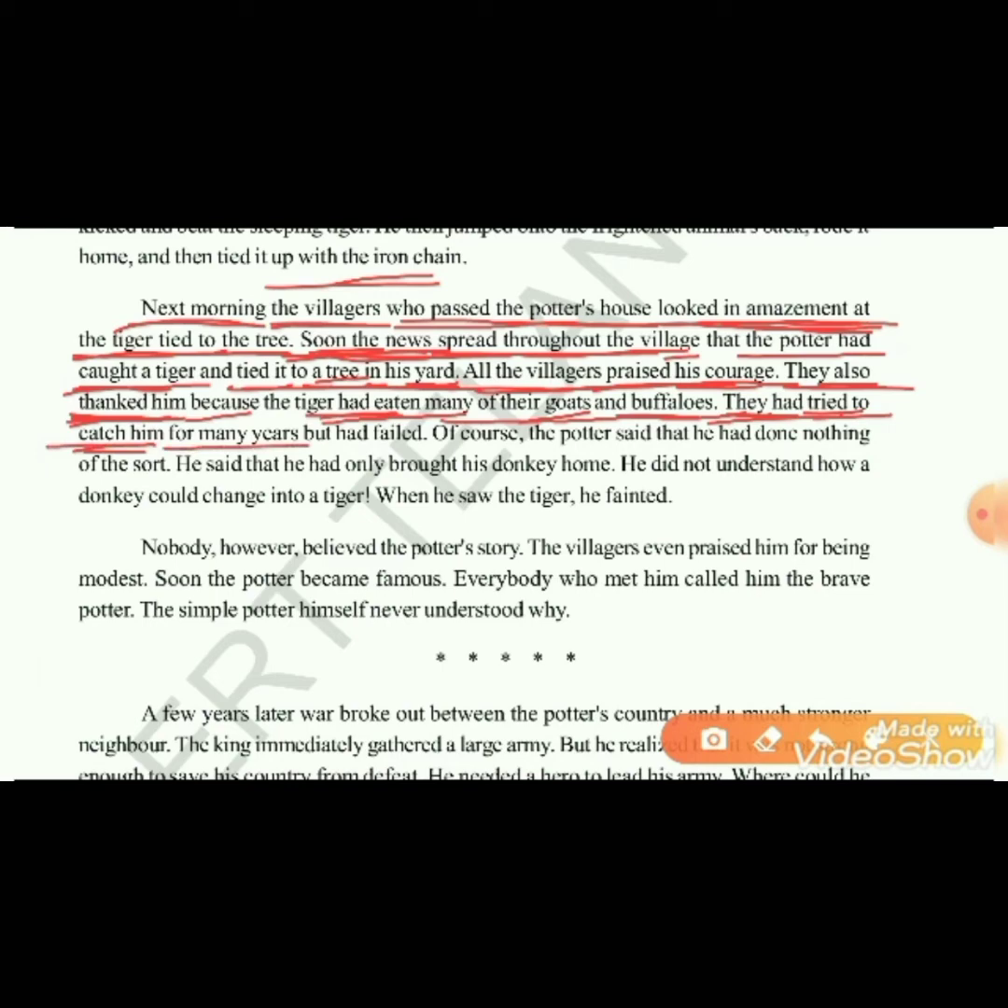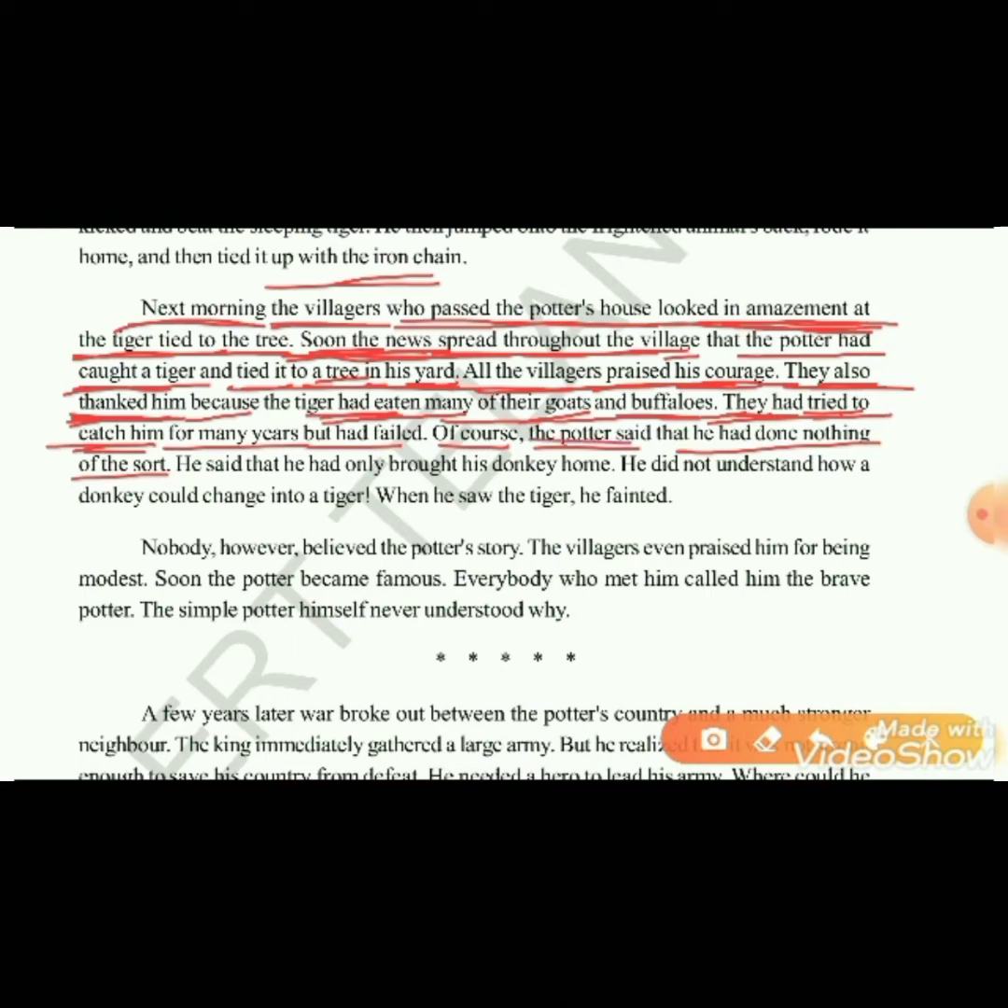Of course, the potter said that he had done nothing of that sort. He said that he had only brought his donkey home. Okay, of course, you villagers searched or planned many times in order to find this tiger and catch him and kill him. But you all utterly failed. But that is true, but I also did not catch anything of that kind. I only brought my donkey to my home.